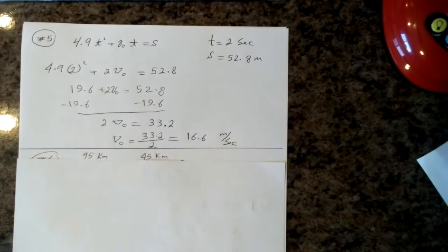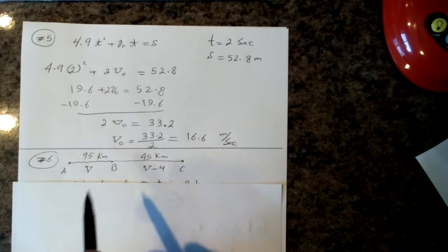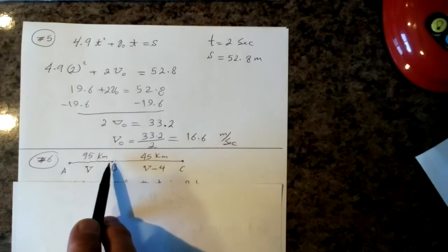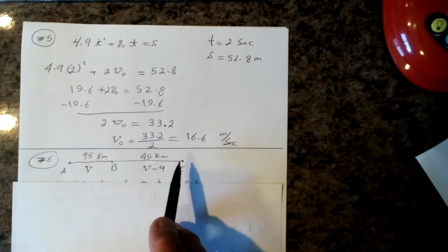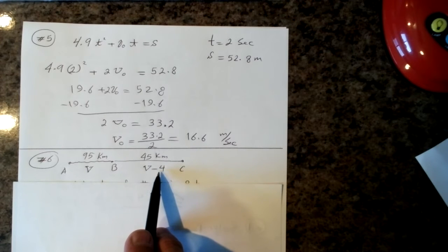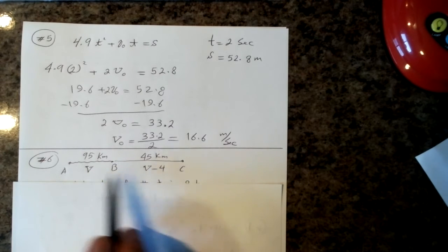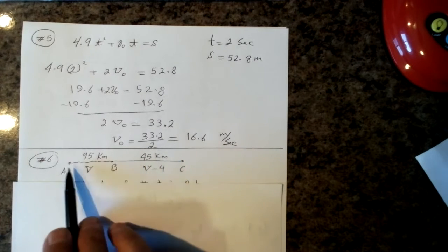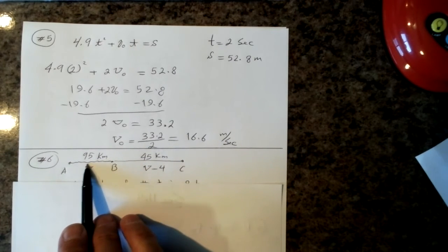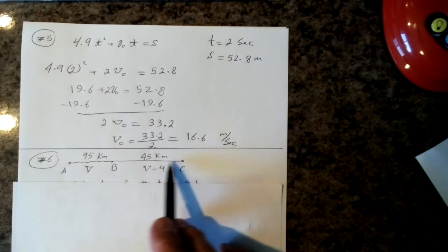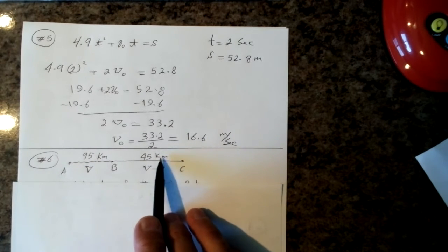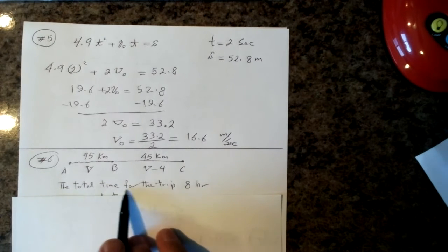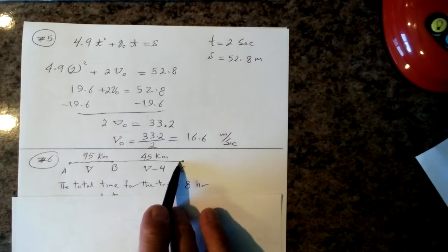Okay, so for these problems, the first part of the trip is from A to B. The speed is unknown, but the distance is given. Then in the second part, he reduced the speed by 4 kilometers per hour, so the speed is reduced and the distance is 45 now. For the first 95 kilometers, he drove with a speed of V, which is unknown. The next part of the trip was 45 kilometers and he reduced the speed. And the total time for the entire trip from A to C is given.